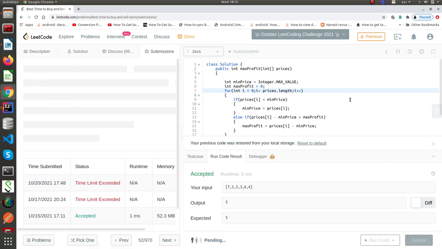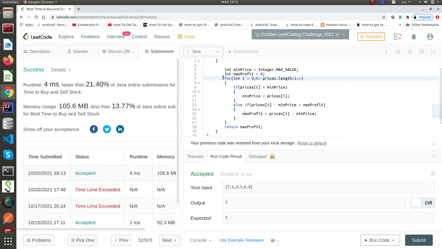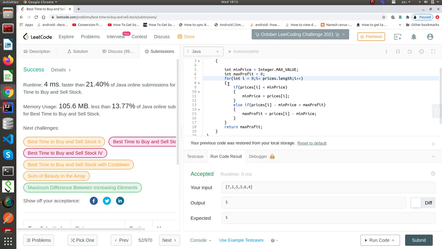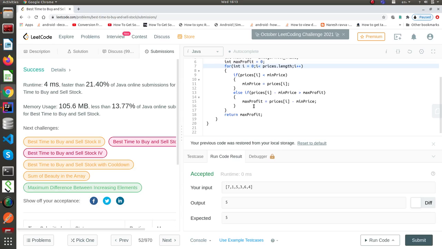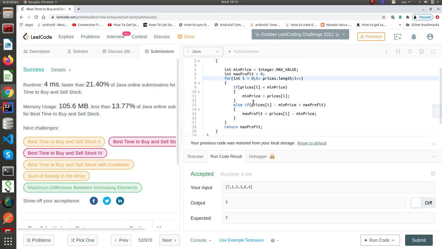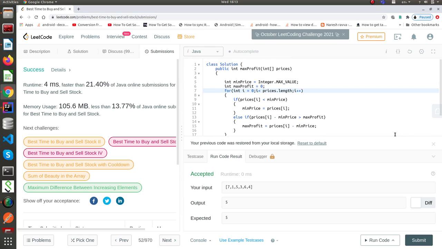Okay, let's submit this one. The time complexity is O of n. Okay, I think it's 4 seconds. But yeah, this is one of the approaches which we can do.